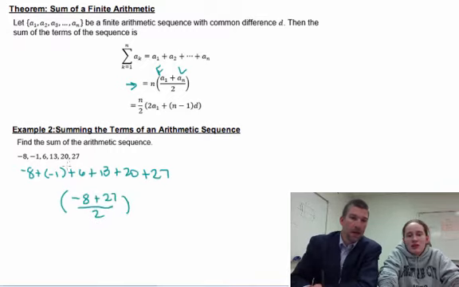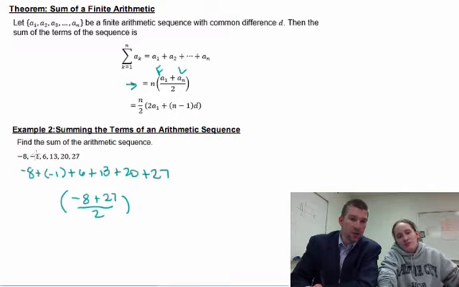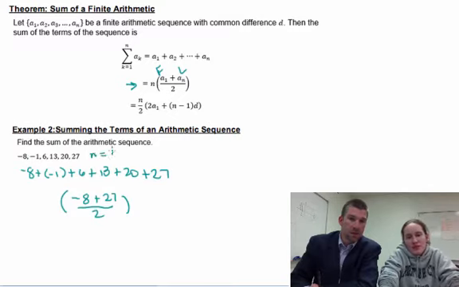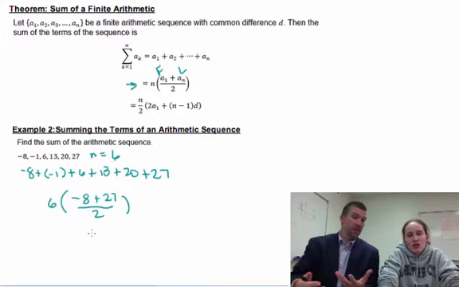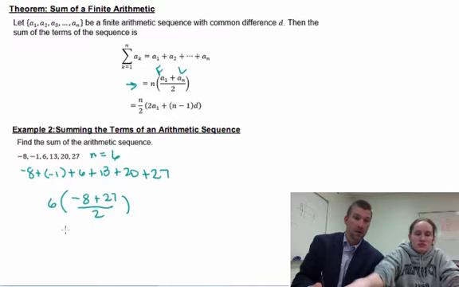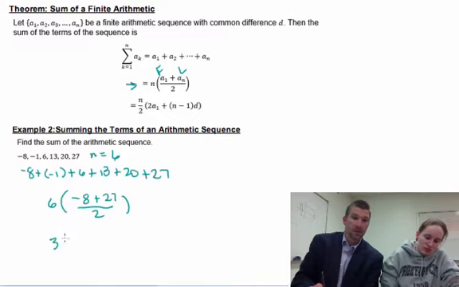And then times it by... And then we need to just know the number of terms. 1, 2, 3, 4, 5, 6. Yep. And so that's what's in front. Times 6. And then when you do this math, you're good to go. Right. Okay? So 3 times 15, I get 45.